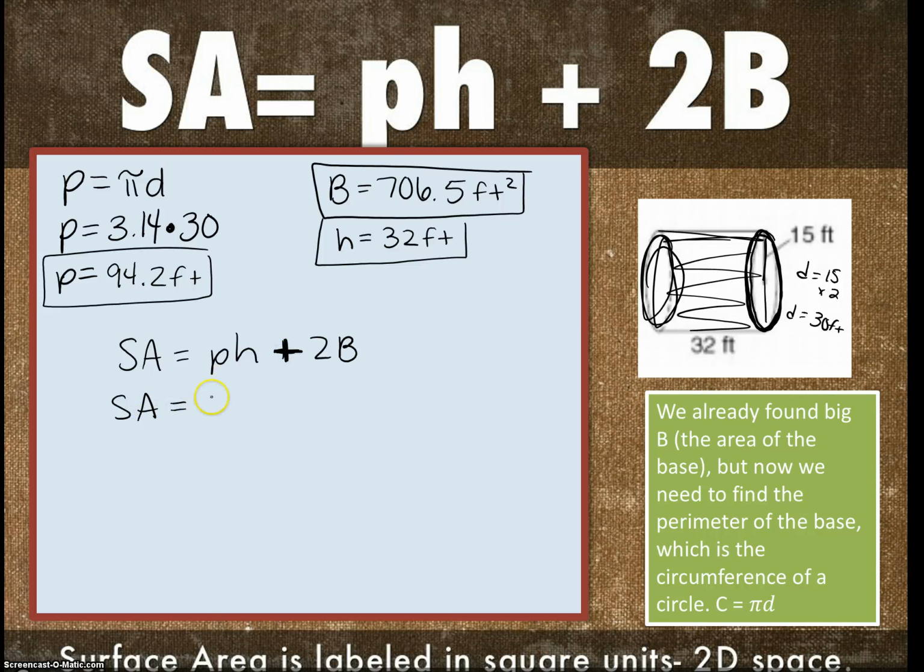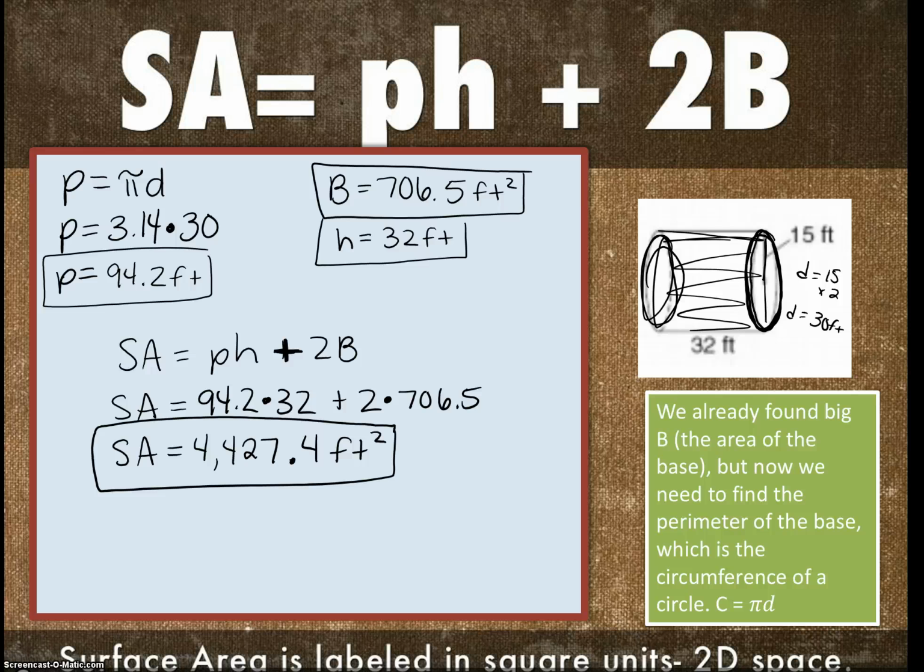So I have my perimeter of 94.2 feet, multiplied by the height of 32, plus two bases, 2 times the bases, 706.5. Pause the video and see if you can answer it and label it correctly. Really big cylinder here. This has a surface area of 4,427 and 4/10 square feet.